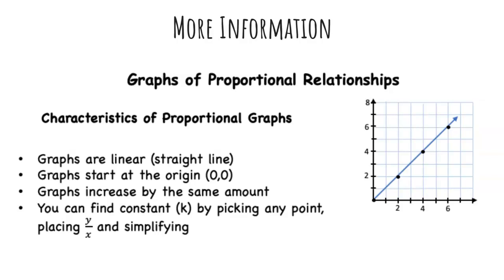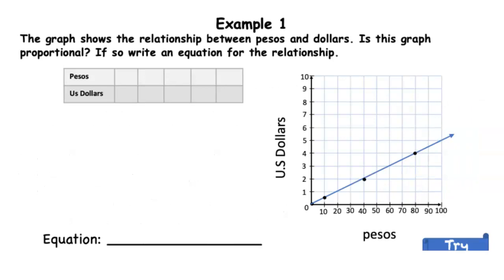And then just like with our tables, all you have to do is pick any point on the graph, place y over x, and divide, and that'll tell you what your constant k is, and you could write an equation using that constant of proportionality. Let's take a look at an example of that. This question says, the graph shows the proportional relationships between pesos and dollars. Is this graph proportional? If so, write an equation for the proportional relationship. So just by looking at the graph, we have a straight line.